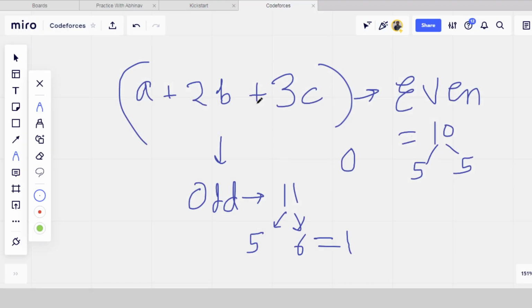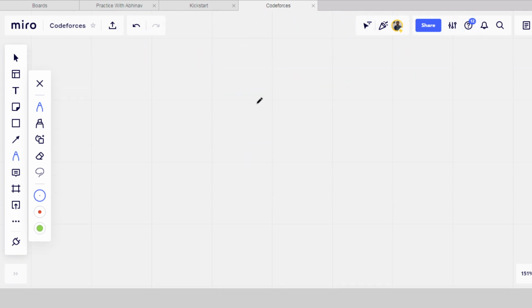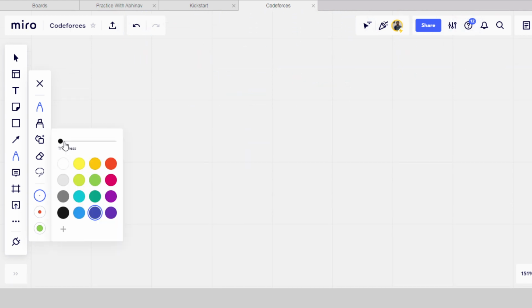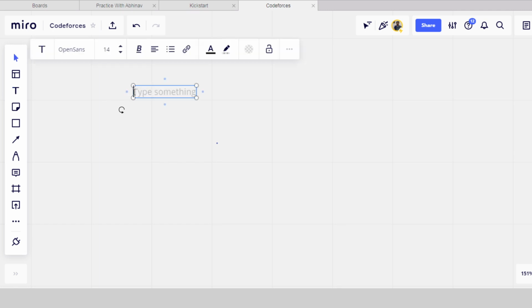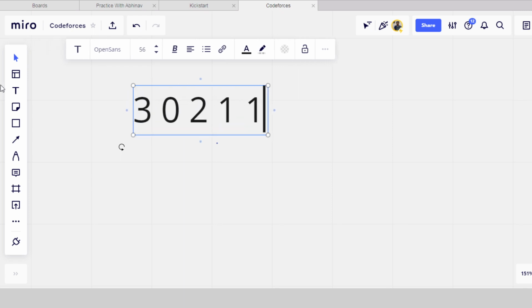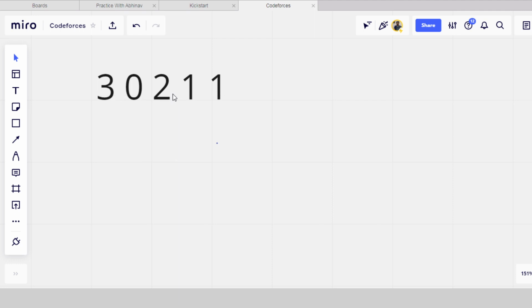This is our whiteboard. This is our test case, let me copy it here. So this is our test case given to us. What it is asking is that you have to basically pick a subsequence of this array such that its sum is 1 less than the sum of the total array.